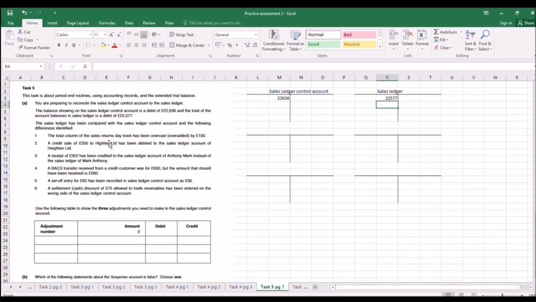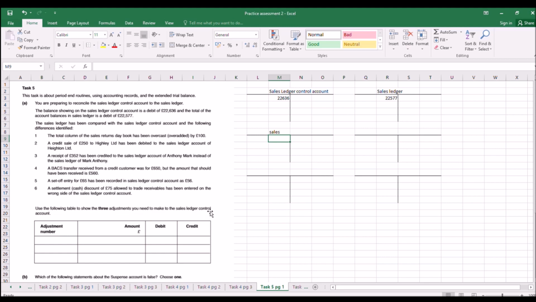Right, so on the sales returns, we would have gone debit sales ledger control account 100, credit sales ledger control account 100 more than we should have done, so that's not going to make any blind bit of difference to the whole situation. Really in here, let's just see what we're supposed to do.